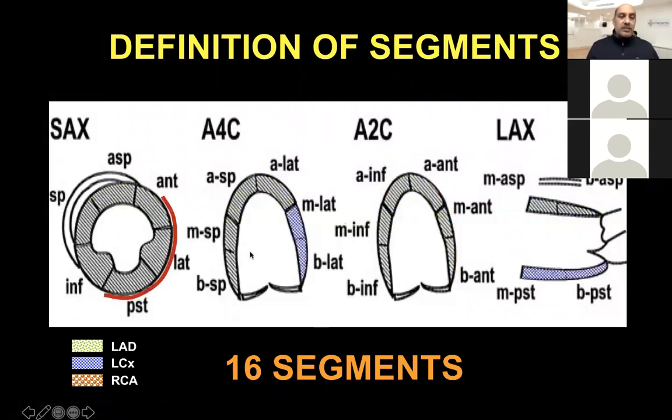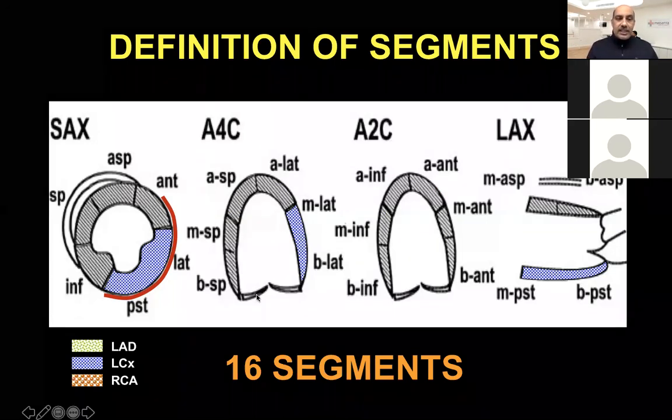Let's talk about the circumflex. From the anterior portion, it goes and winds around in AV groove and goes back to the posterior interventricular sulcus. And this way, it gives OMs which arise again from the base and go towards the apex, right? So it would supply the lateral wall and the posterior wall. The mid and basal lateral, and mid and basal posterior wall is supplied by the circumflex.